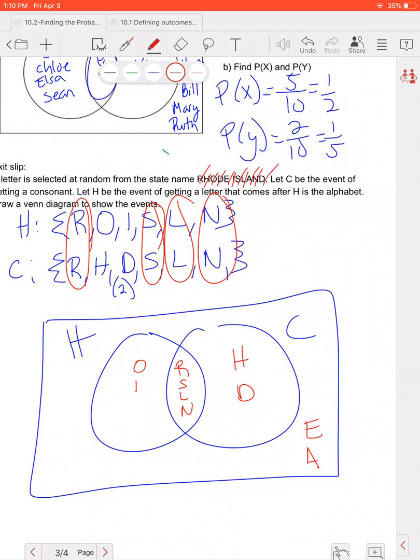There is a double D, so sometimes we'll just write a 2 next to it just so we remember that there's 2 of them. If we needed to find the probability of getting just the letter D, we would need to make sure that we understand that that's a possibility. Or even if we were calculating the probability of the event C happening. Okay? Hopefully this helps.